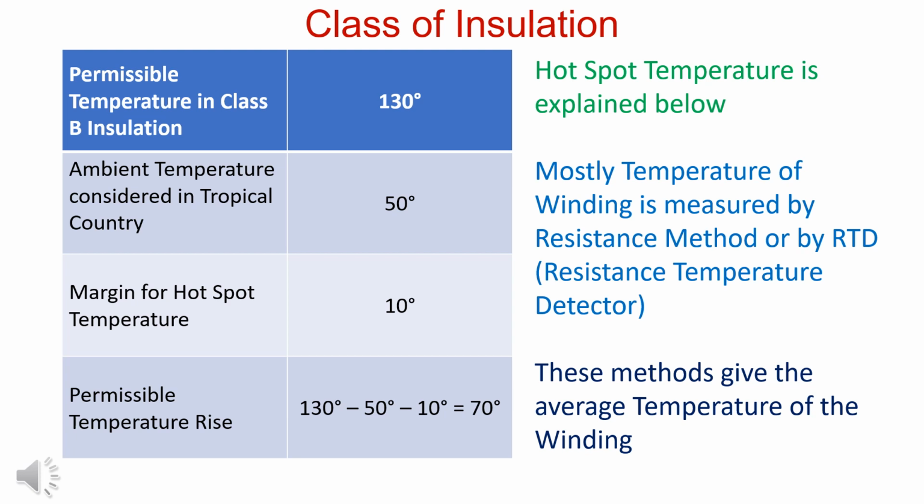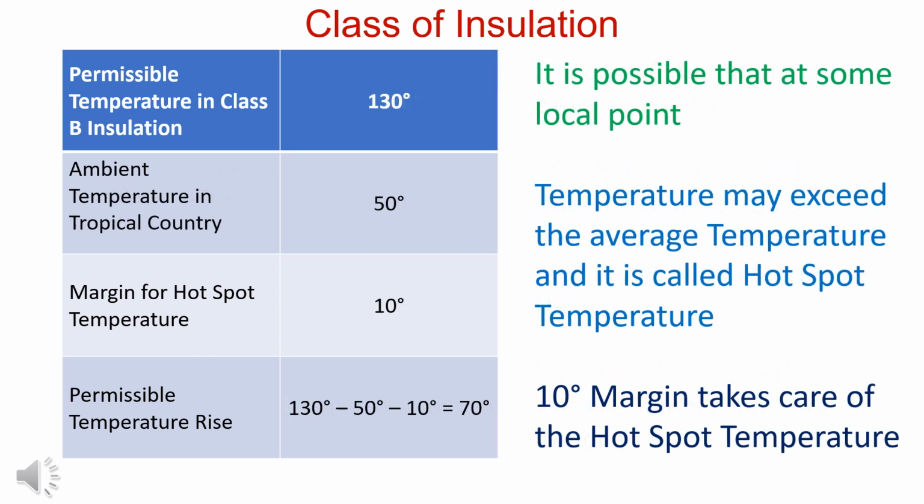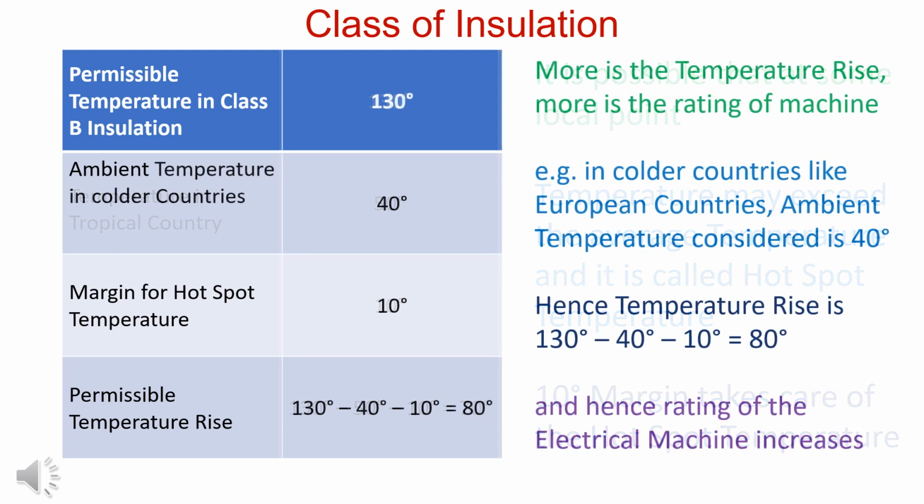Let us understand hot spot temperature. RTD and resistance method are normally used to measure temperature of winding. These give an average temperature. At a local point, there may be higher temperature. This is called hot spot temperature. 10-degree margin takes care of hot spot temperature. In colder countries like Europe, ambient temperature is 40 degrees centigrade. Hence, temperature rise is 10 degrees more, that is 80 degrees centigrade.